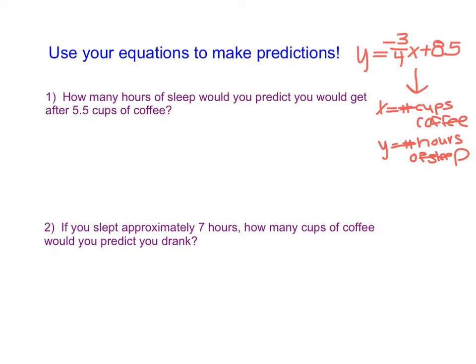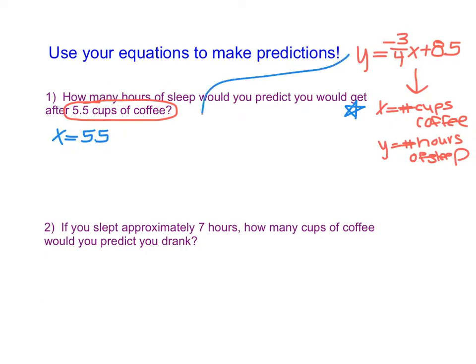So this first part says, how many hours of sleep would you predict you would get after 5.5 cups of coffee? Now, if I look over here at the right-hand side, I can see that x represents our number of cups of coffee. So in example 1, they're telling us that x is equal to 5.5, and we need to find the y value that pairs with that for this equation if we want to find the number of hours of sleep we predict we would get.